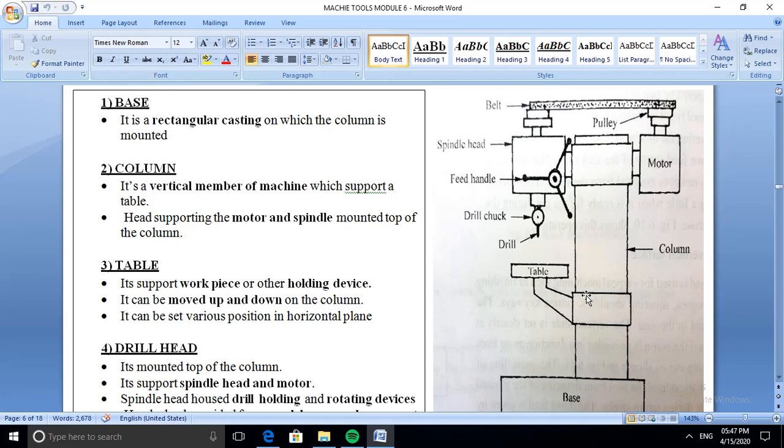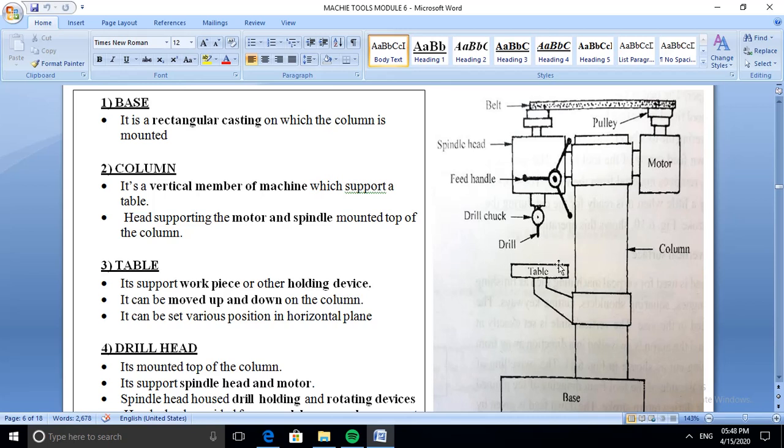Next is the table. The workpiece is placed on the table, and sometimes we use some holding devices. The workpiece can be fixed on this table by using holding devices. The main function of the table is to fix the workpiece, and it can also move up and down, so we can move the workpiece toward the drill bit.